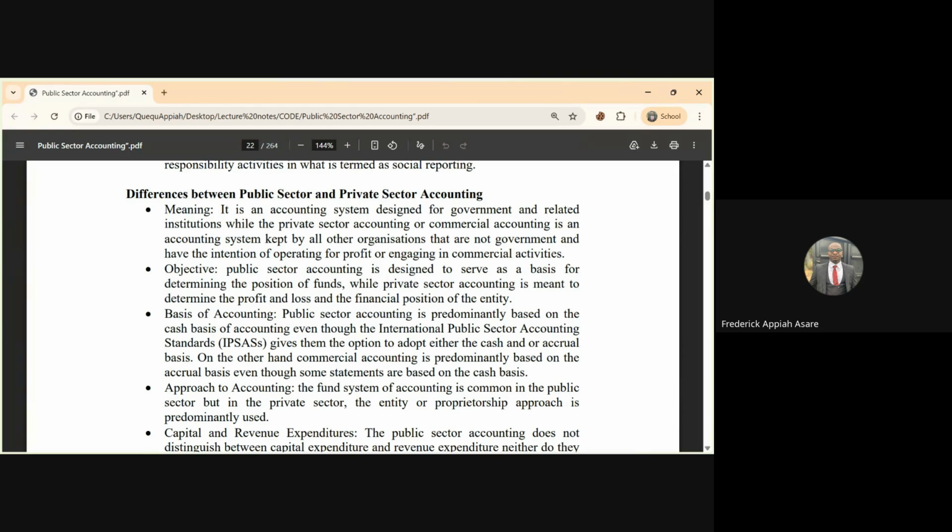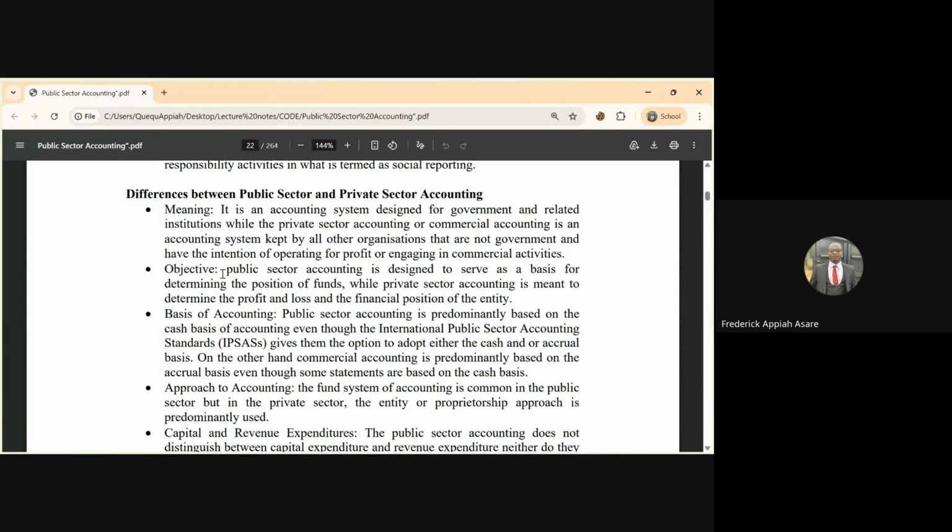Now, let's look at the differences between the public sector accounting and the private sector. The public sector accounting is an accounting system designed for the government, that is, for public institutions. Then the private accounting system is an accounting system that is for the private.